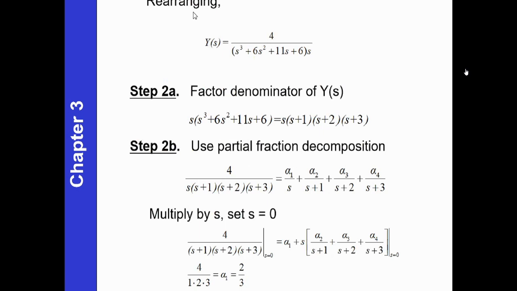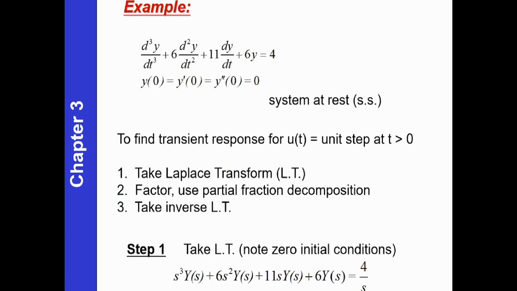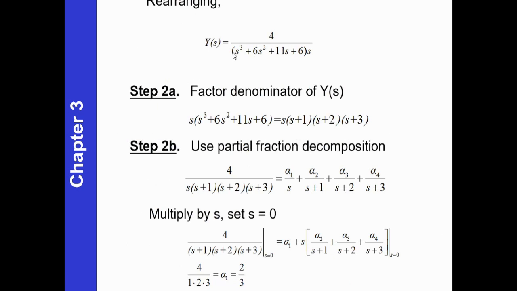So as you can see, Y(s) is the output, the symbol for the output. So we rearrange with respect to Y(s), so Y(s) in the form of s. That equation is on here just now. If we rearrange, Y(s) now becomes 4 over s cubed plus 6s squared plus 11s plus 6, times s.